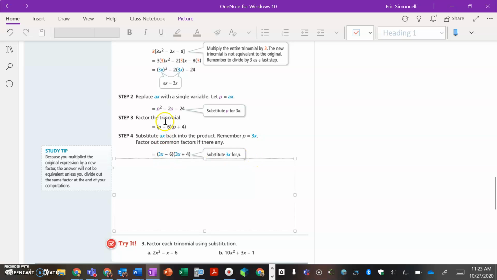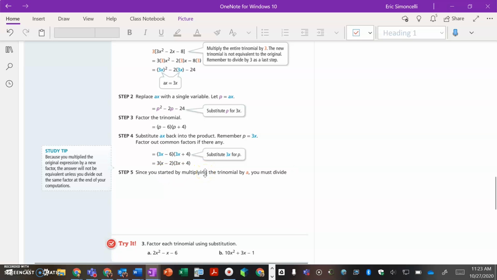As you can see from the prior step, p minus 6 times p plus 4. Now p, of course, is 3x. And again, p is 3x, so 3x minus 6 times 3x plus 4. We continue. We can note that 3, remembering, is, well, a GCF technically of those two, but can be factored out accordingly, leaving us with x minus 2.